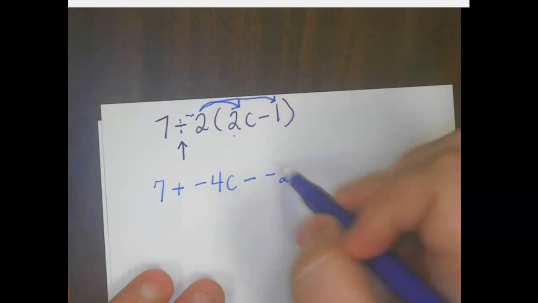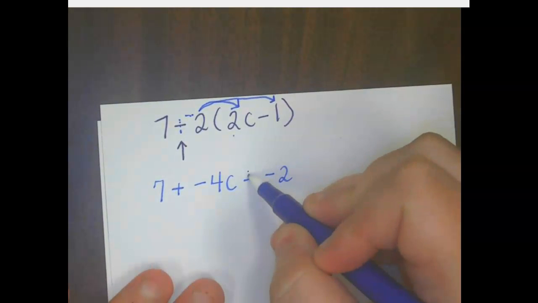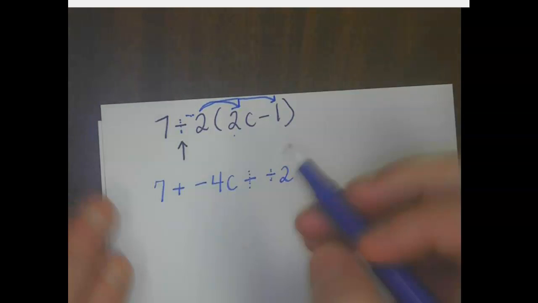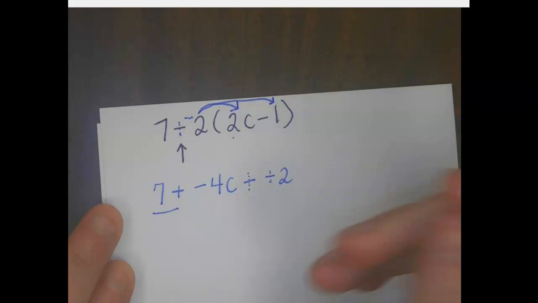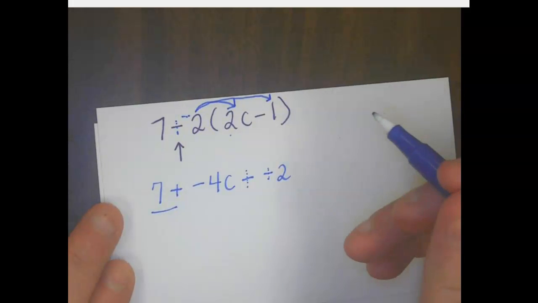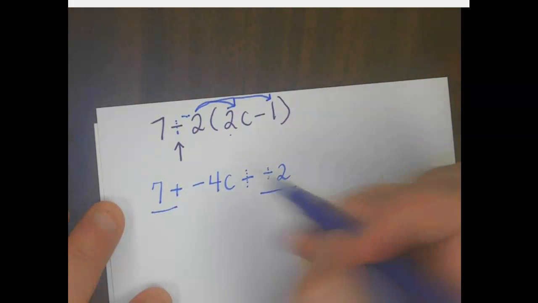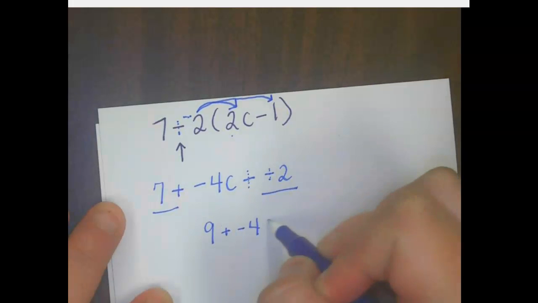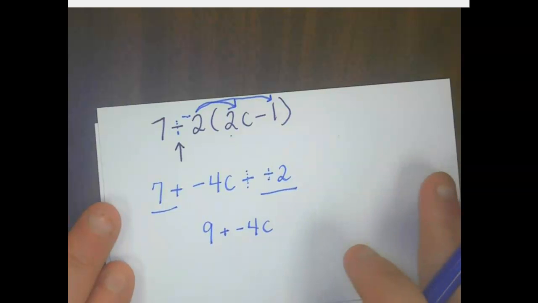We don't like this, so we're going to change it. So now I have a 7. Some of you left it just as this. Is that complete? Nope. 7 plus 2 is 9, plus the -4c, or you could change it to a -4c if you wanted to.